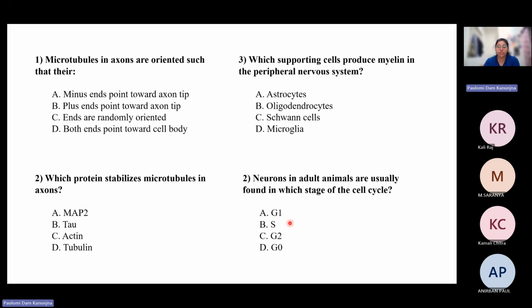Okay, and the last set of questions for this topic. Microtubules and axons are oriented such that there's what? Which proteins stabilize microtubules and axons? Which supporting cells produce myelin in the peripheral nervous system? This we discussed. And neurons, this also we know. Neurons in adult cells are usually found in which cell cycle stage?